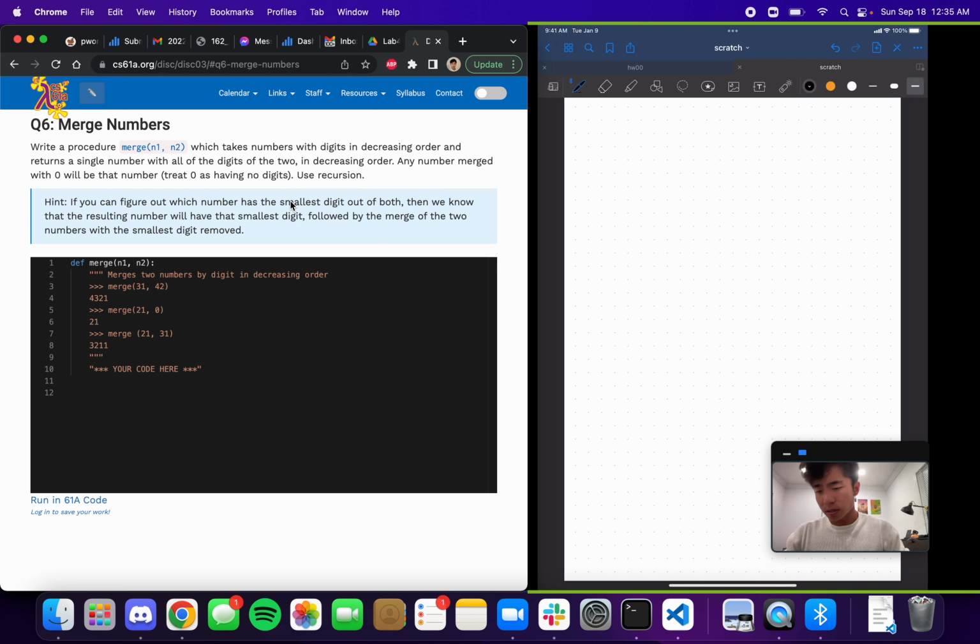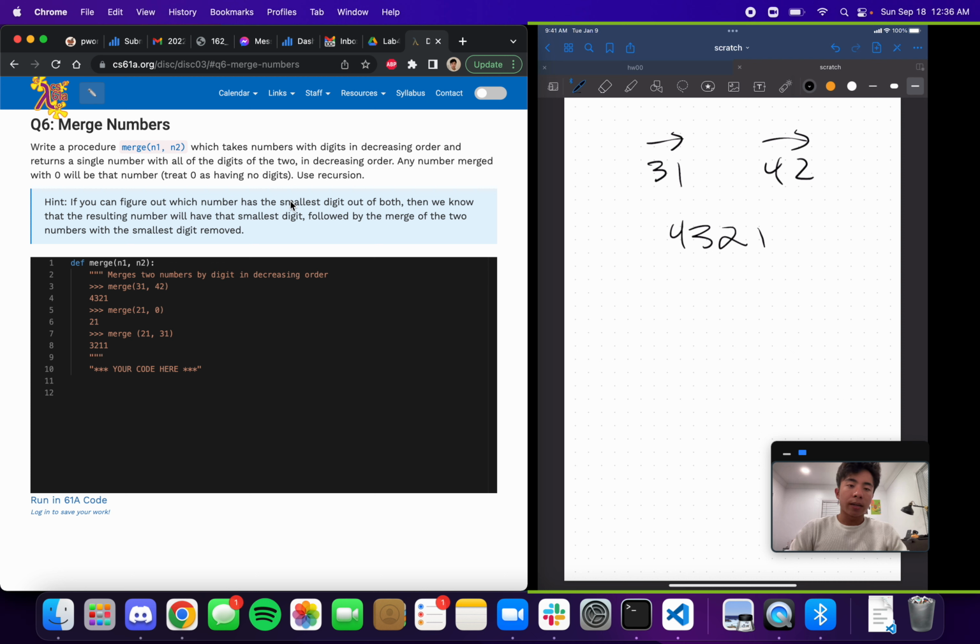We talked about this a little bit in discussion, so I won't go over it too much, but basically we have two numbers, n1 and n2. Let's say we have 31 and 42, and we want to turn it into 4, 3, 2, 1. So we're merging them together, and we want the final result to be in decreasing order. The thing to note about n1 and n2 is that their digits are already in decreasing order.